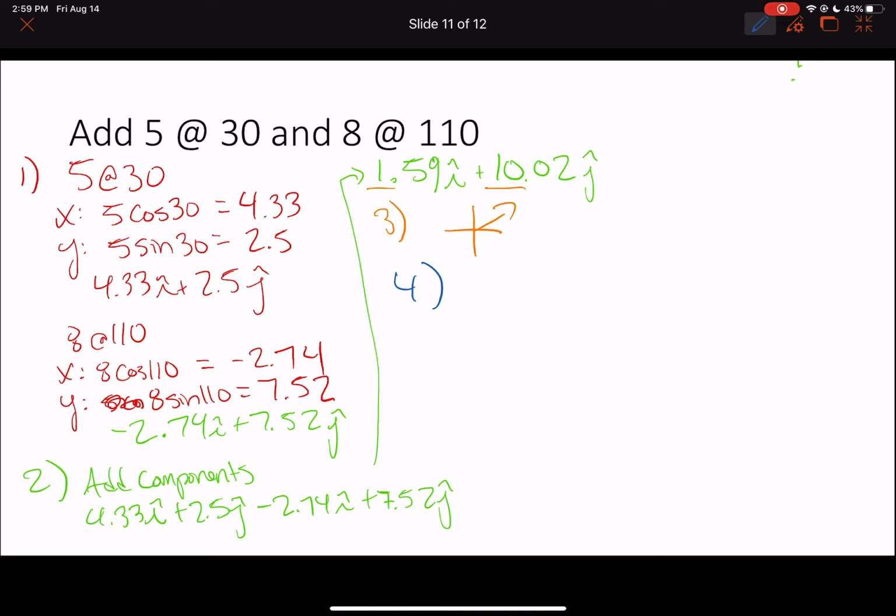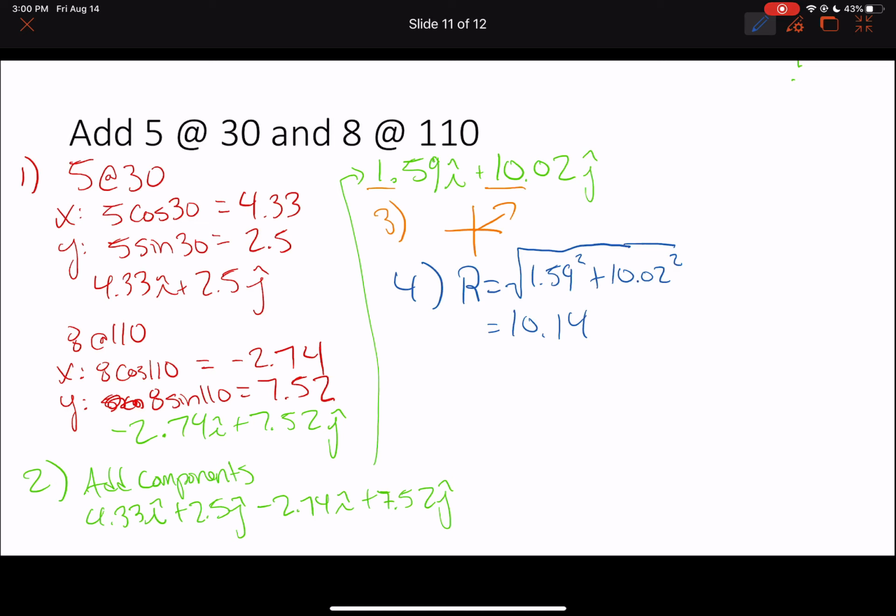Number 4 is convert back to resultant form. So r equals the square root of x squared plus y squared. And in my calculator when I do it, I'm going to go back to that 1.59, hit enter, square it, plus, go back to that 10, hit enter, square it, and I hit the wrong thing. Let me square it, get an answer, and then with that answer, I'm going to hit square root, answer, and it gives me 10.014.